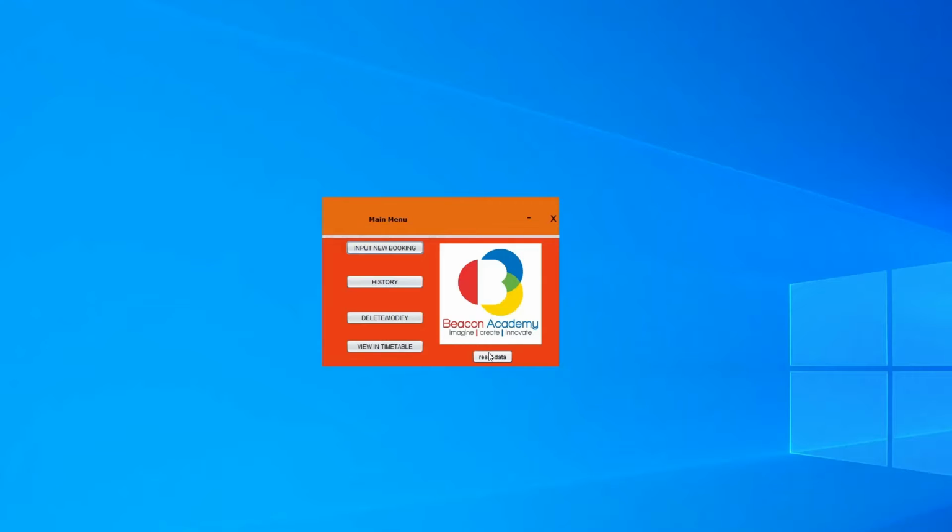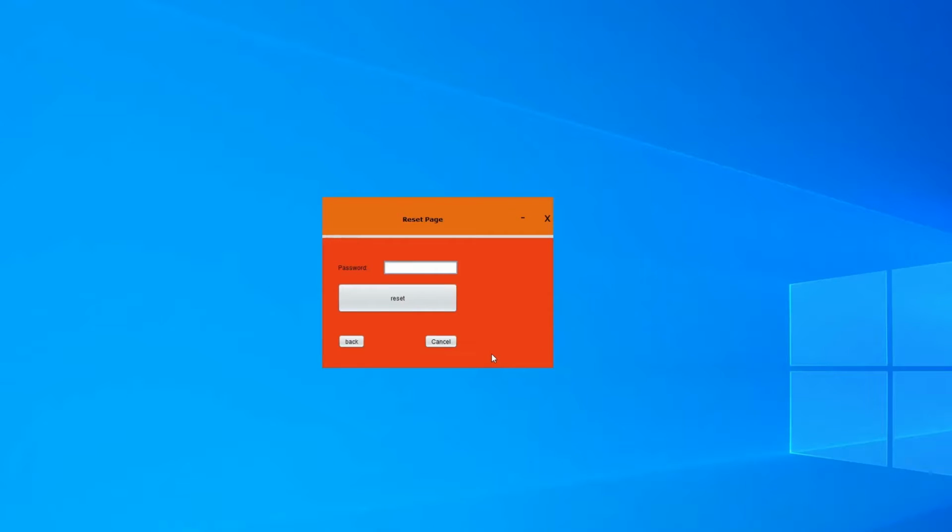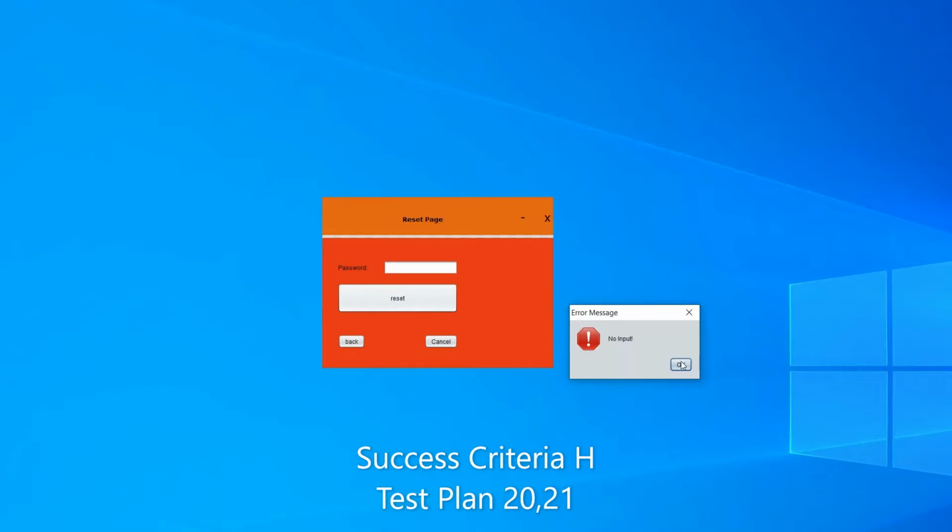And lastly, but not least, there is the reset data function, which is used to wipe all the data and the reservations from the database. The function is unique to the administrator of the system, which is why there is another added layer of authentication. The same validation method regarding no input also applies here, and the cancel button also works in the same way.